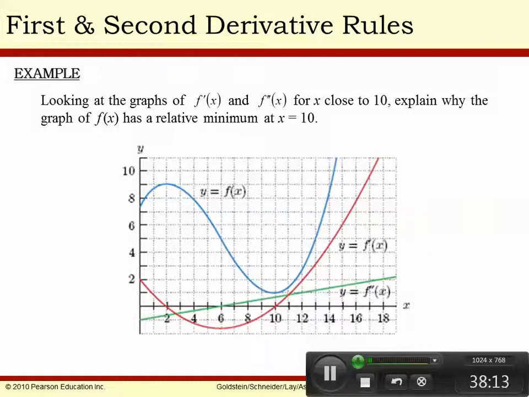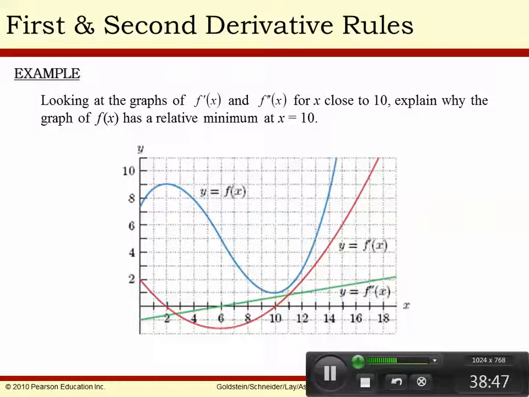Because if we look at points where the first derivative is 0, and the second derivative is positive at that point, then that's going to be a minimum or a relative minimum. We're also going to see that if the derivative is 0 at some point and the second derivative is negative, that's going to give us a maximum. Okay? So this slide is just to give you an idea of how all three are related.